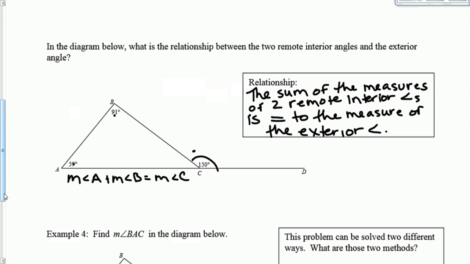All right, so once again, the two remote interior angles, the two angles that are not connected, they do not form the straight line right here. So the other two angles add up to the same measure as that outside angle. Okay, and if you think about it, it makes sense.